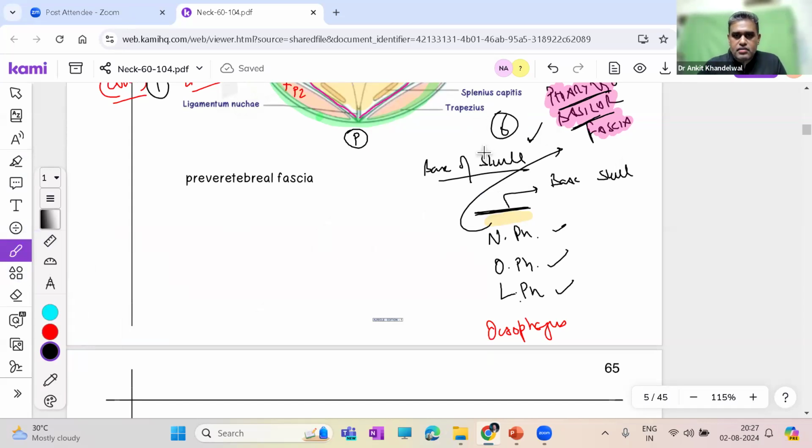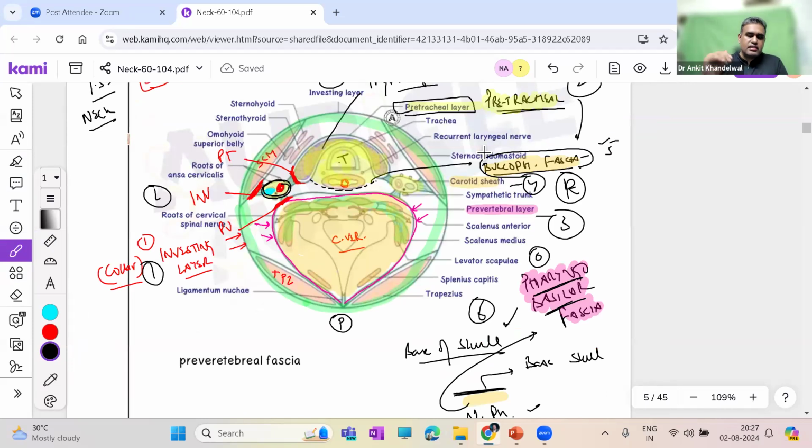Okay, so I invested time over here for you to understand the fascias. Understand always one by one. Don't try to understand all 5 or 6 in one go, else you will get confused. So understand first the investing layer, forget everything else. Okay, now you are through the investing layer, done. Then think about the next layer, pretracheal, and with the pretracheal, you have the buccopharyngeal fascia. Then if you go more deep, think about what is deepest? We have the prevertebral. And all of them contribute to form the carotid sheath. And finally, we have one which is known as pharyngobasilar fascia. This was the understanding that you guys need, right?